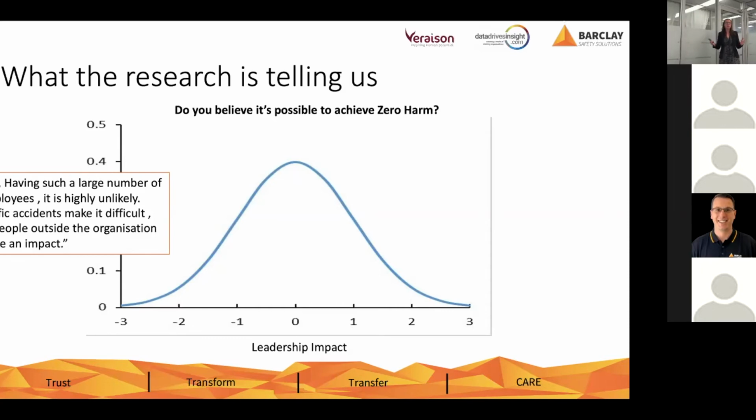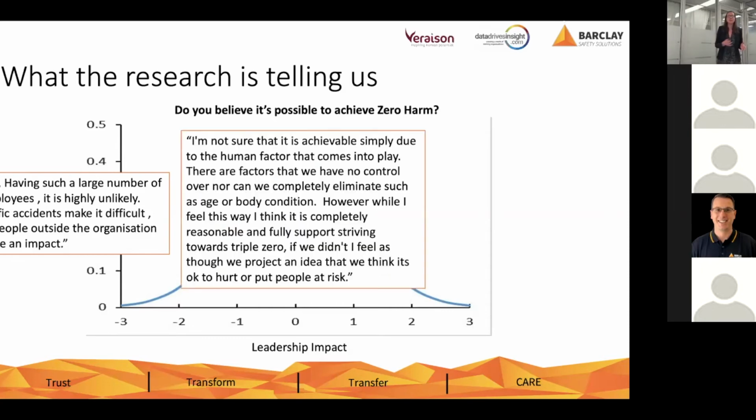All right, what about the vast majority of us that sit in the middle? Here's one, and I've taken this verbatim, so apologies, it's a bit of a long one here.